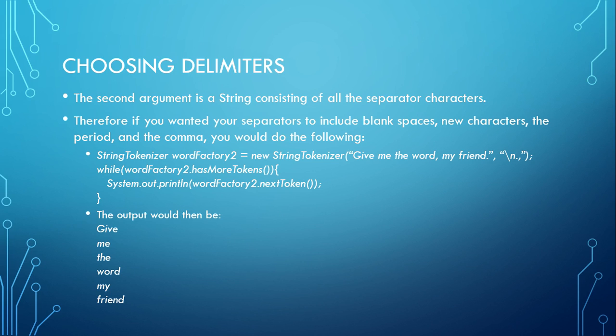You'll notice that this is very similar to the last example, except down here in this string. It says, "Give me the word, my friend." We have the new line character, I have a period, and I have a comma. So this second string here is representing all the different potential characters that I want to use as delimiters. Then it just does hasMoreTokens, nextToken, and this one's going to say "give me the word, my friend."